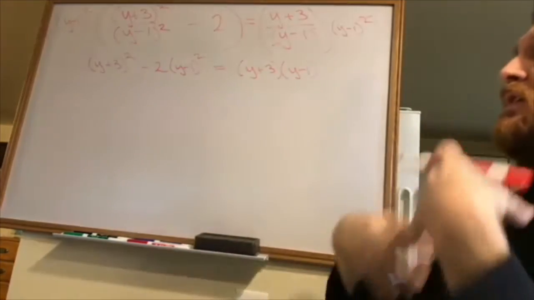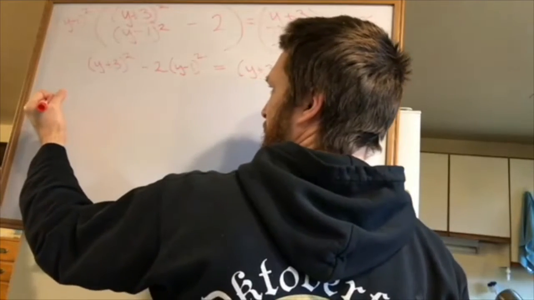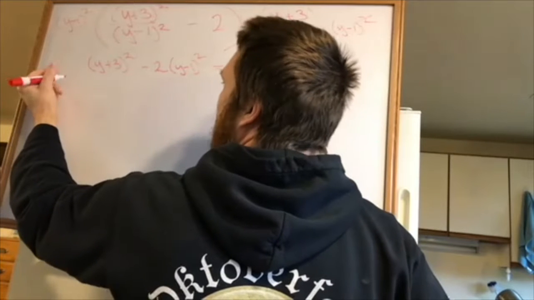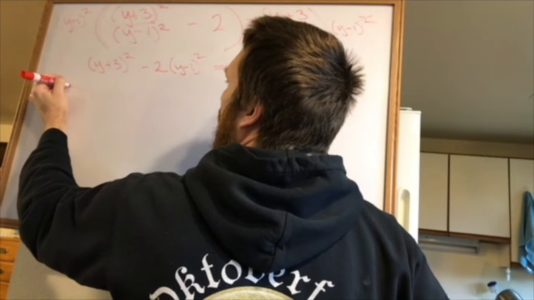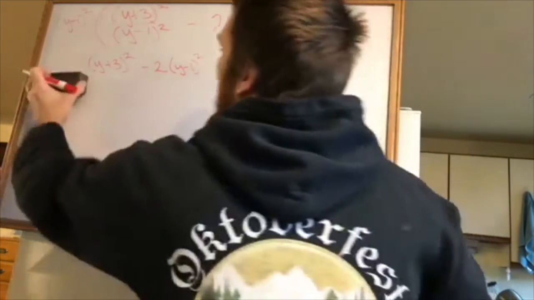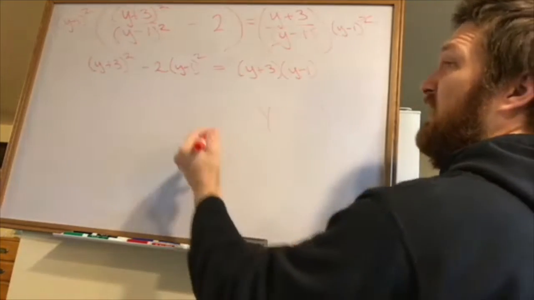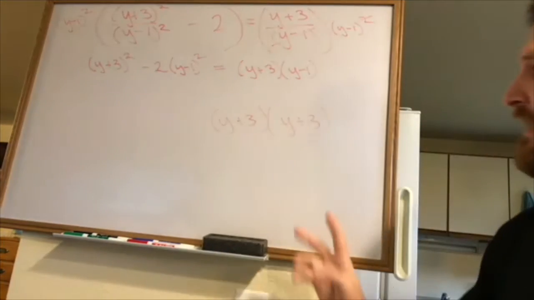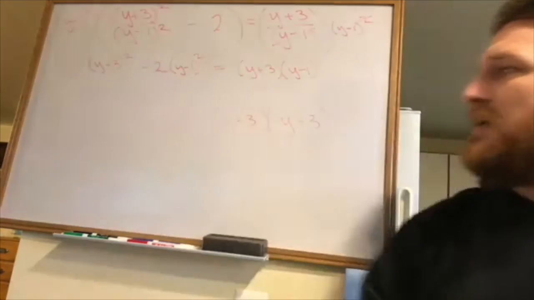What is y plus 3 squared? It's the parentheses, and then you have a y. I've done 1,000 of these, and by this time so have you, so this is already in my head. When I go first, outer, inner, last, I'm just going to go ahead and write that right now.